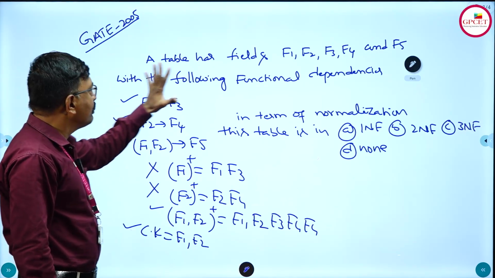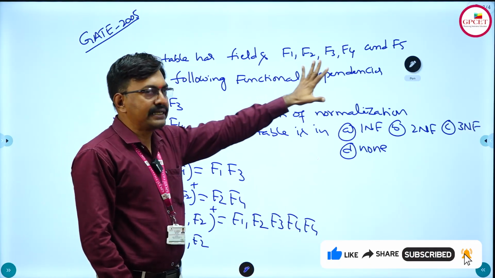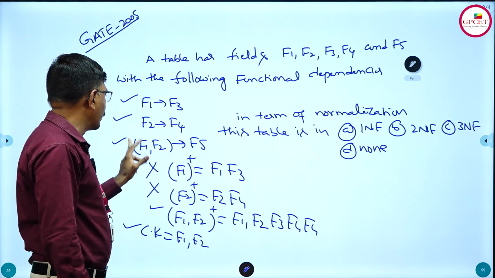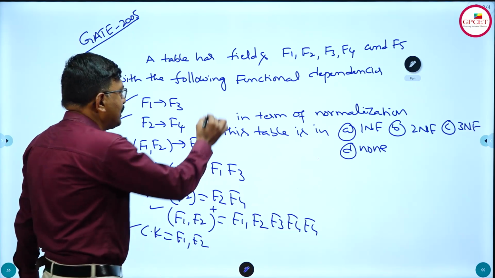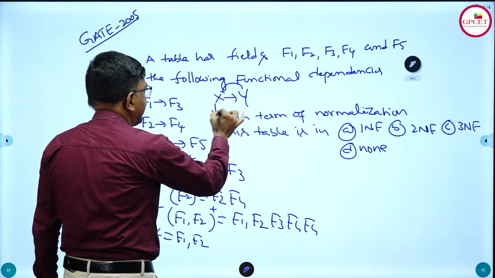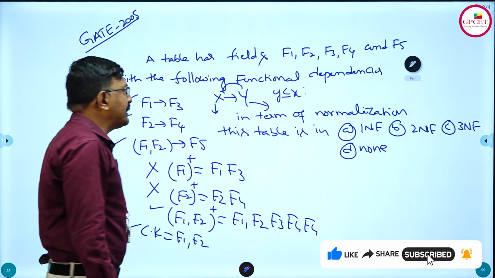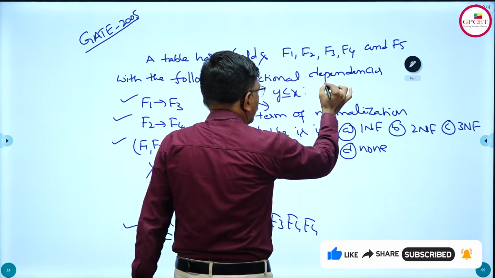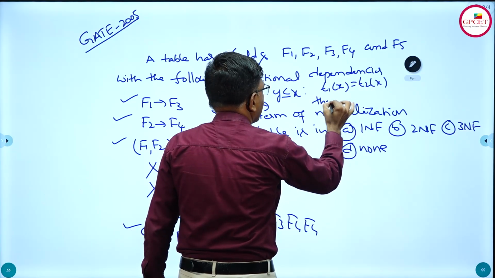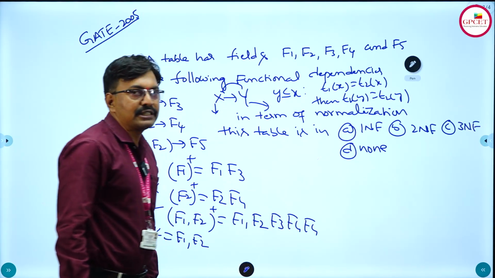The problem: a table has fields F1, F2, F3, F4 and F5 with the following functional dependencies, which are already given: F1 tends to F3, F2 tends to F4, F1, F2 tends to F5. A functional dependency is x tends to y, where y depends on x, x is the determinant, y is the dependent, and y is a subset of or equal to x. The property of functional dependency: if T1 of x equals T2 of x, then T1 of y equals T2 of y.